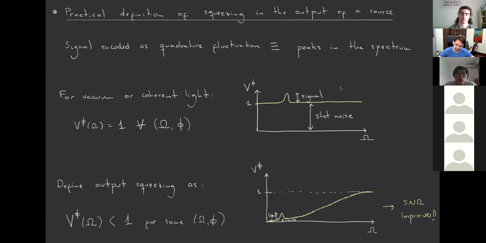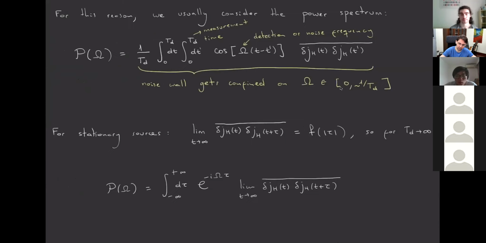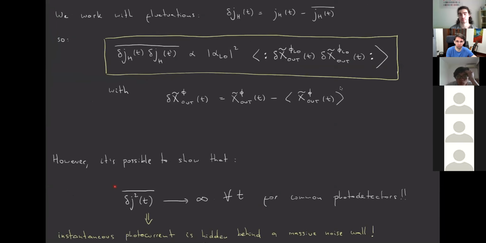So I hope that this definition of squeezing is kind of intuitive once you know that this is the quantity that you are interested about for output light. I remind you, you are interested about this quantity because you are interested about the power spectrum of a two-time correlation function, because instantaneous signals are essentially impossible to measure, except for very, very complicated and special and expensive types of photodetectors, okay?